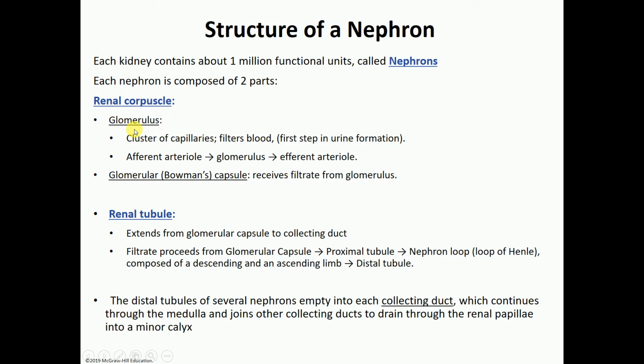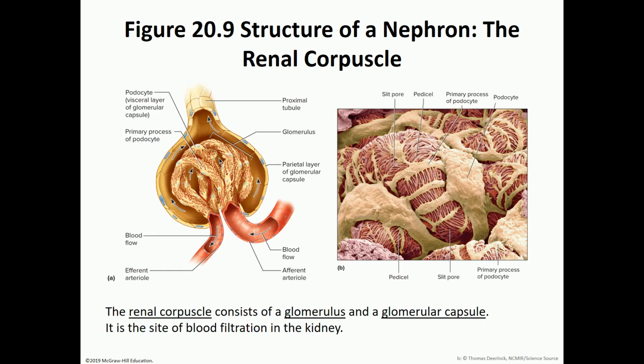So let us take a look at what the renal corpuscle looks like. Here again is the capsule, the glomerular capsule, also known as Bowman's capsule, and these are the capillaries on the inside. So you'll find an afferent arteriole bringing blood into the capsule, and then that arteriole is going to branch into what is known as a tuft of capillaries or a network of capillaries, and then the blood will exit through the efferent arteriole.